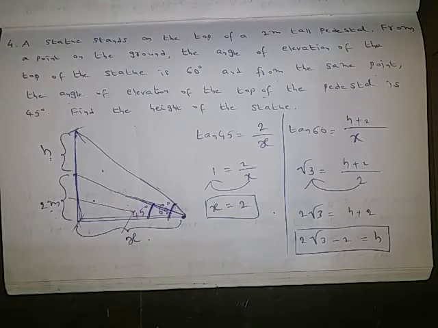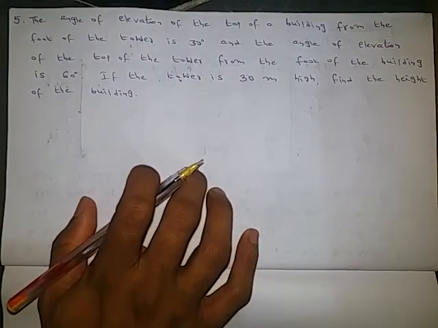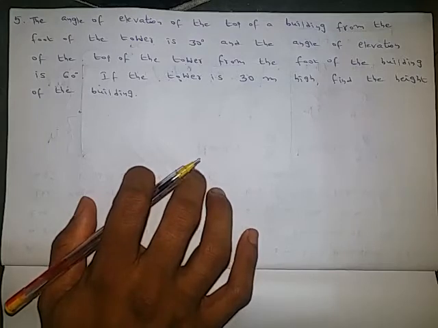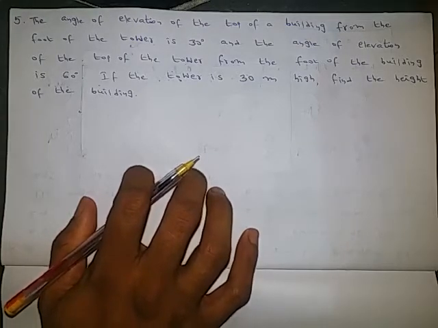Okay, let's move to the next question now. The next type of question has two objects, one building and one tower, or two towers, or two buildings. So now let's look at the question.